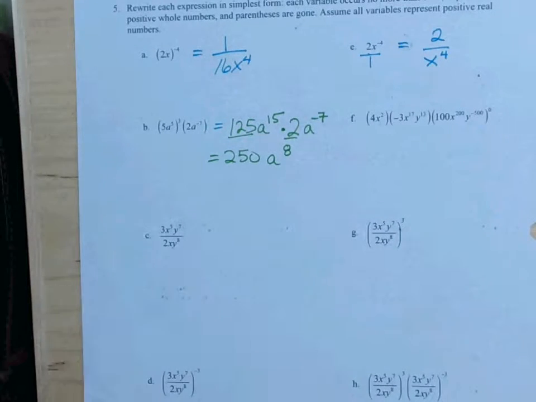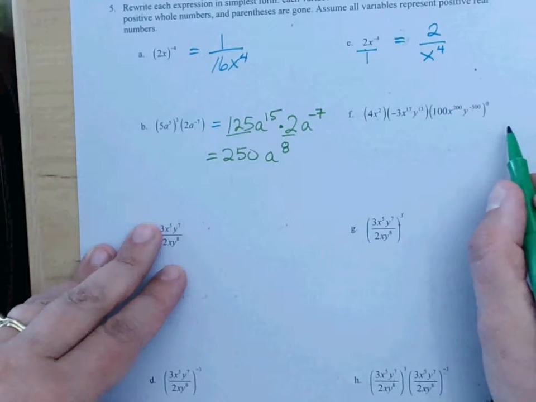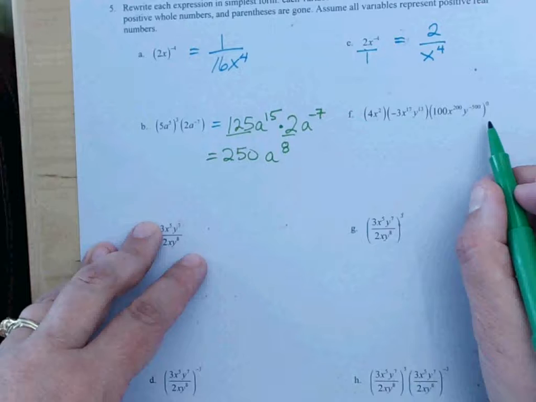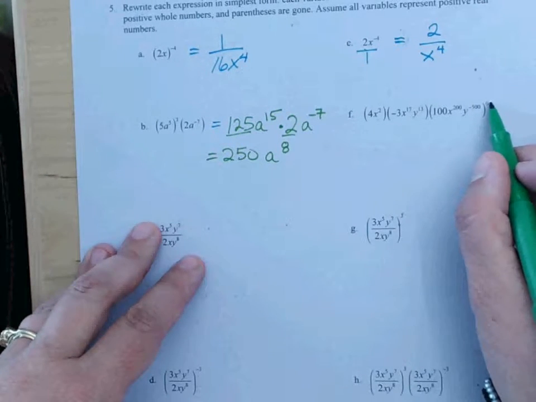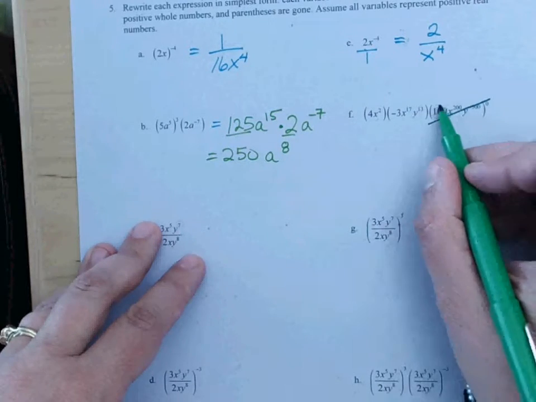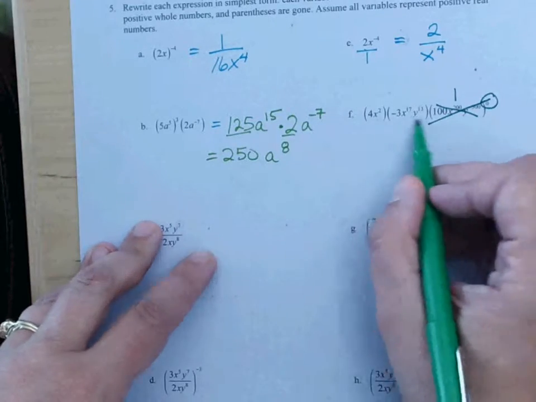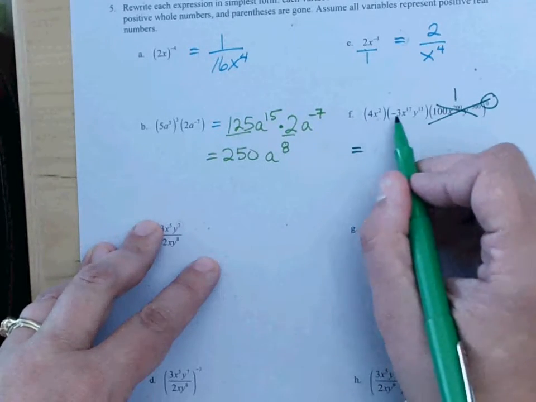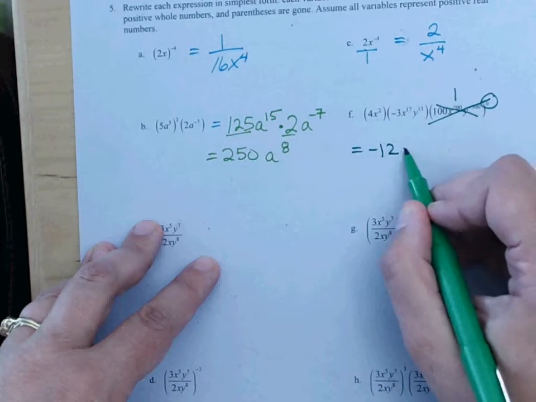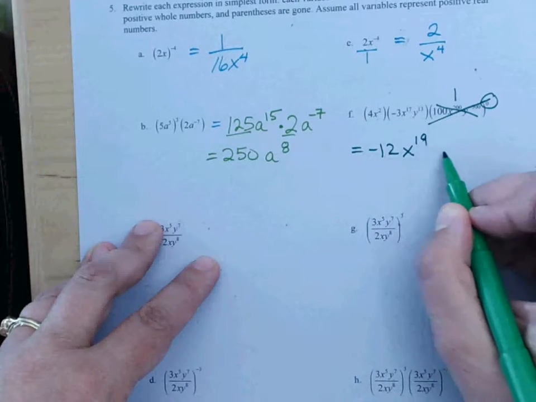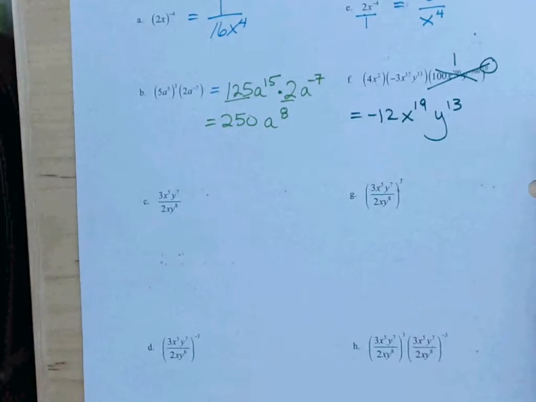Okay, I'm going back and forth, so we'll go here. Now, somebody noticed something right off the bat. What did you notice, Daniel, right off the bat about this one? Yes, it's 1 because of the 0 power. So now we could just deal with this part, right? So 4 times negative 3 is, and then what is my x going to be? X to the 19th, y to the 13th. There we go. Times 1 is just itself.